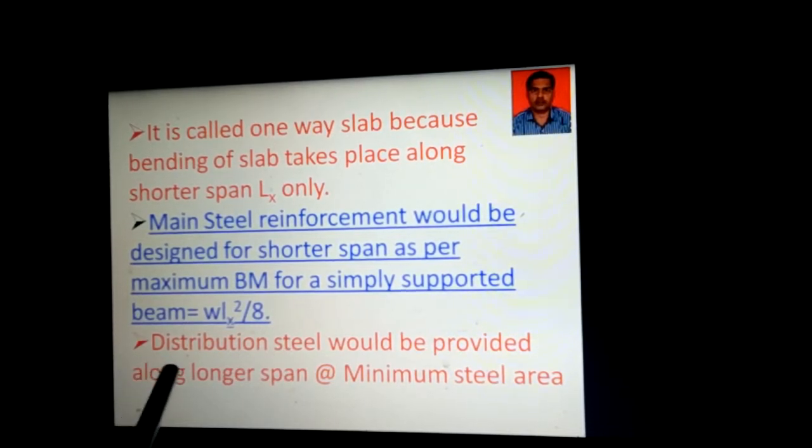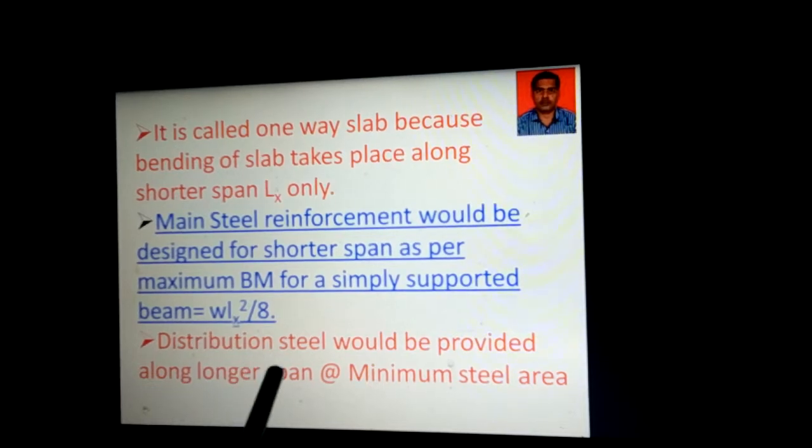Another type of steel required is distribution steel. Distribution steel means steel which is going to take care of the temperature stresses and the shrinkage stresses in the slab. The area for this steel is taken from the IS code, which is the minimum steel required in any direction in a slab, that is 0.12% for Fe415 steel and 0.15% of the gross cross-sectional area for Fe250 steel.